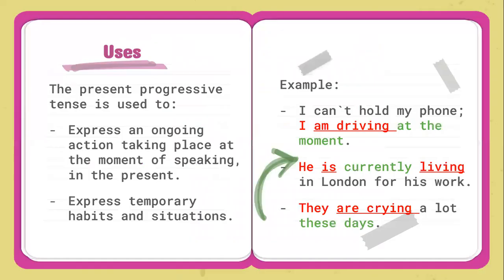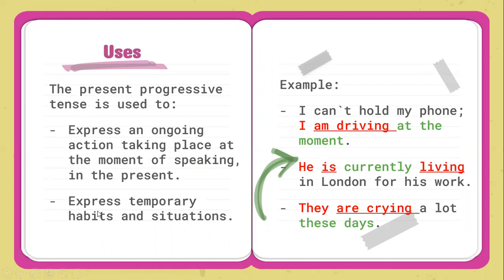So we're starting with the uses and the form, mainly uses. Why do I use the present progressive tense? What is it used for? So we use it mainly to express an ongoing action, so an action that is continuously taking place at the moment of speaking in the present. For example, when I say, I can't hold my phone, I am driving at the moment. So now, while I'm talking to you, I am doing this action. So this action is ongoing now, still taking place, happening now at the moment of speaking in the present.